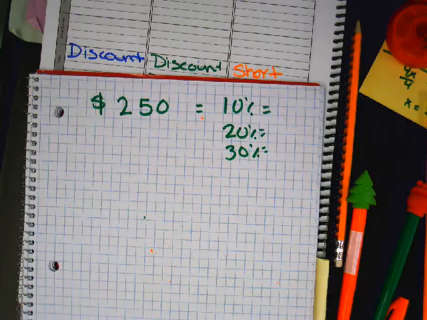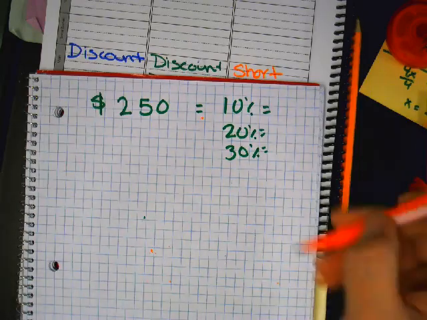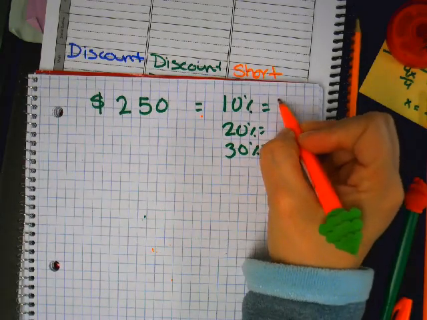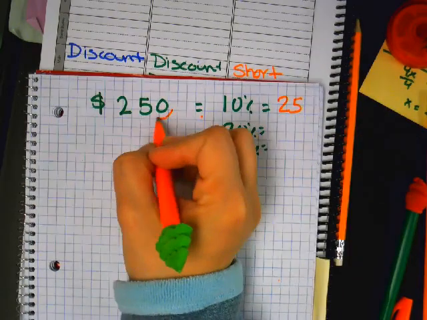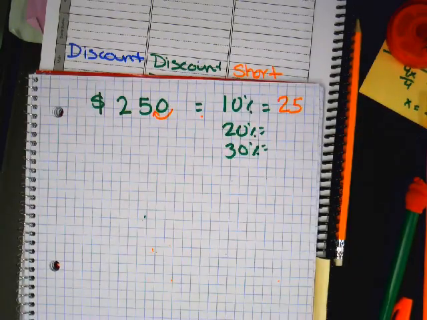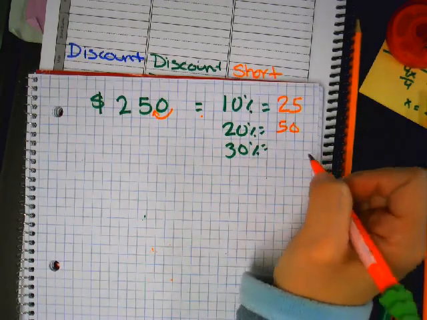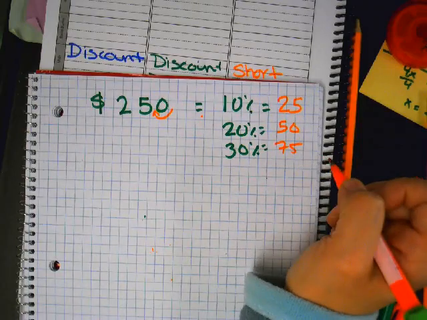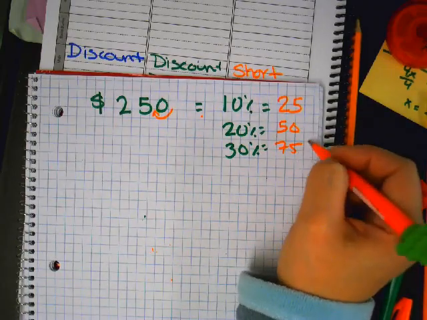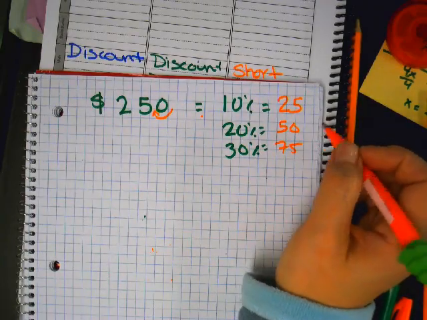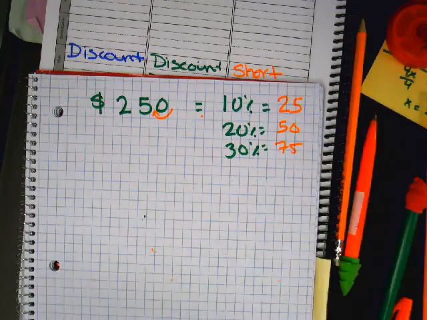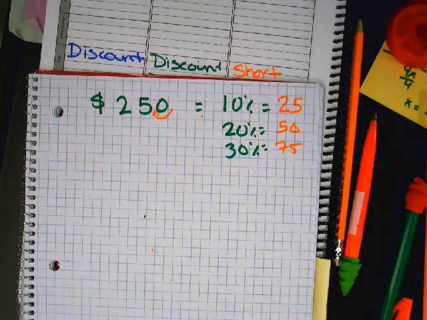What'd you guys get for 10%? 25, right? So everyone should have been able to tell me that one. Now, 20%? 50. Nice. 30%? 75. Nice. If you got these two, you get extra credit. Just kidding. It's an easy trick. You can actually use it at the store. When you're shopping, you go, okay, you know what?